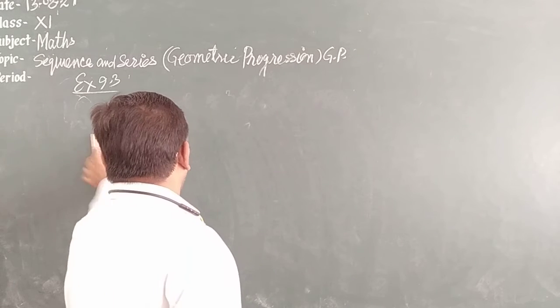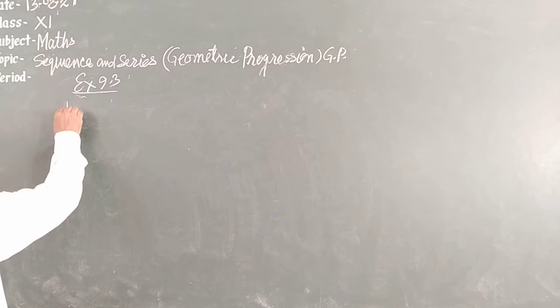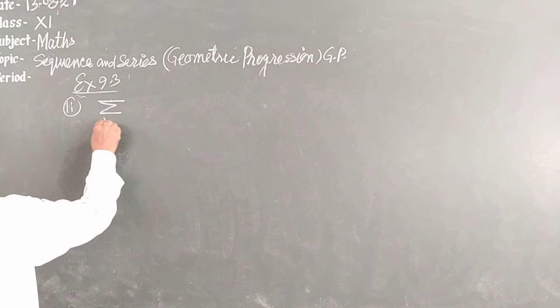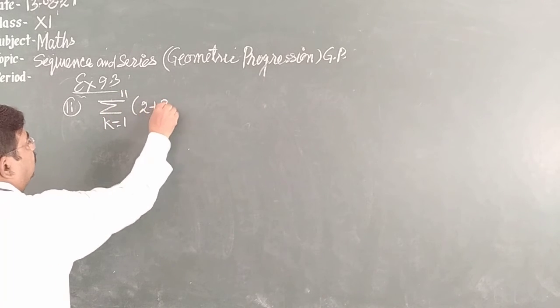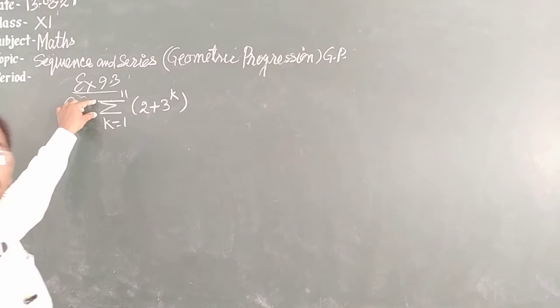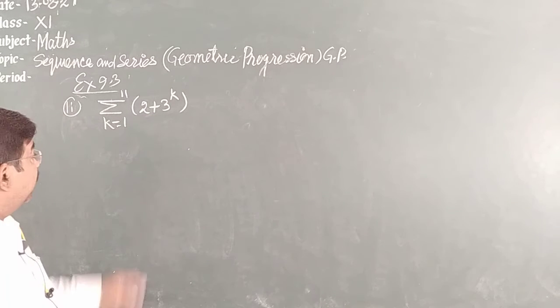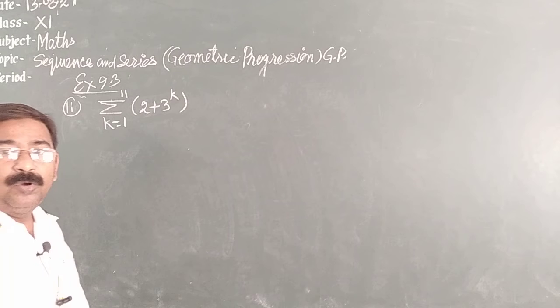Find, we have to evaluate this one. The symbol, k equal to 1 to 11, of 2 plus 3 to the power k. This symbol is read as summation, the sum of all these terms, where k varies from 1 to 11.